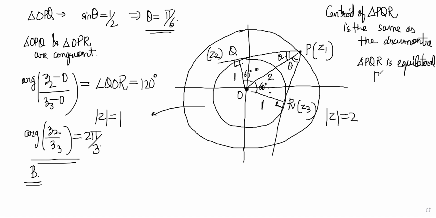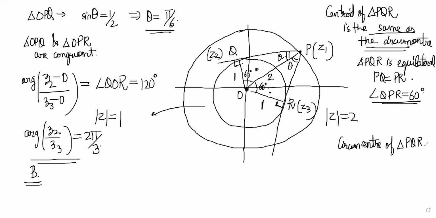Because I already know that PQ is equal to PR, and I also know that angle QPR is equal to 60 degrees. We found that theta is 30, so angle QPR is twice of 30, so 60, and PQ is equal to PR. So the other angles are also equal. Angle PQR is equal to angle PRQ, which must also be 60. So the centroid of triangle PQR is the same as the circumcenter of triangle PQR. So that means the circumcenter of triangle PQR must be equal to (Z1 plus Z2 plus Z3) by 3.